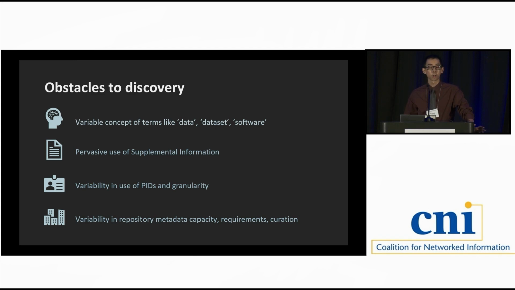discovery. It is much more complicated to discover published research data and software than it is for articles, because of a huge range of variation, ranging from the conceptual, what are or is data, to the pervasive use of supplemental information, which is very hard to track programmatically, variability in use of persistent identifiers, DOIs, no DOIs, ARKs, handles, and so on, and then variability in data and software repositories, metadata capacities, what schemas they're using, what are minimum metadata requirements, and then these sort of curation and quality control attributes that they have in play.